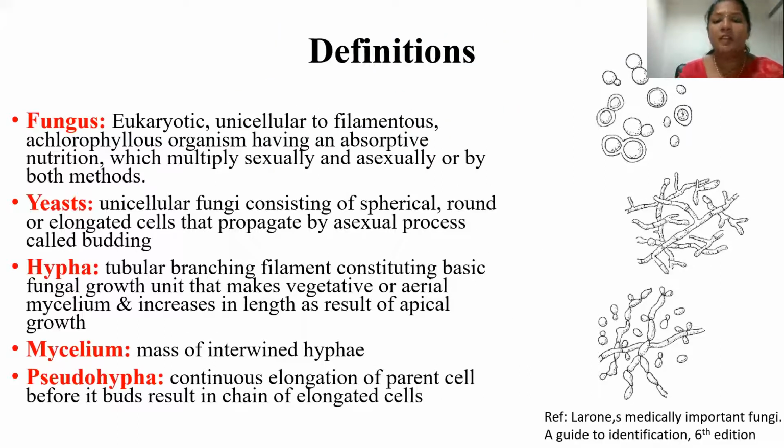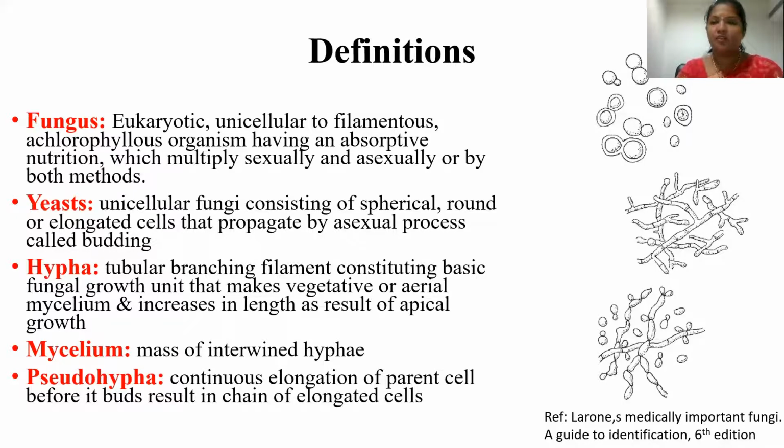First, we should know some definitions, basic concepts about the fungi. What is fungus? Fungus is a eukaryotic, unicellular to filamentous, achlorophyllous organism having an absorptive nutrition, which multiplies sexually and asexually or by both methods. It can be either yeast or mold.